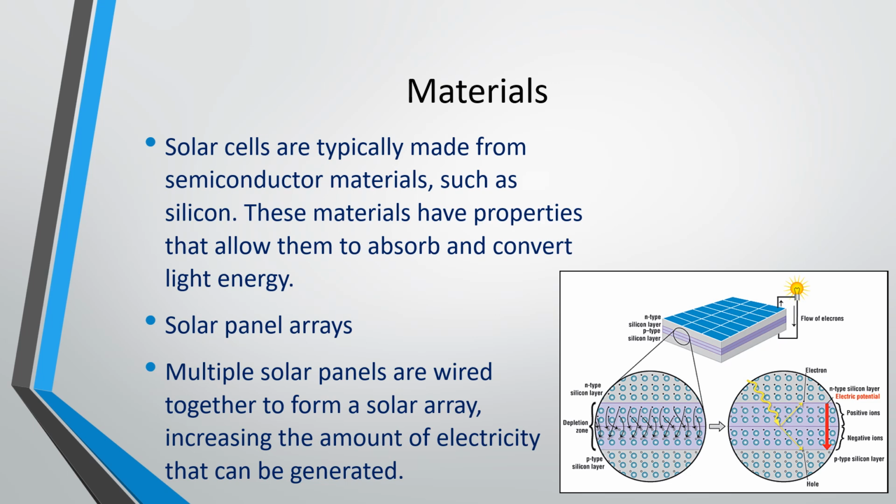Now, what kind of material is used in solar cells? Solar cells are typically made from semiconducting materials such as silicon, and these materials have properties that allow them to absorb and convert light energy into electricity. Solar panel arrays are also available for you. If you want to generate electricity, these arrays are put on the rooftops, and this generates free of cost electricity for you. Multiple solar panels are wired together to form the solar array, increasing the amount of electricity that is generated.